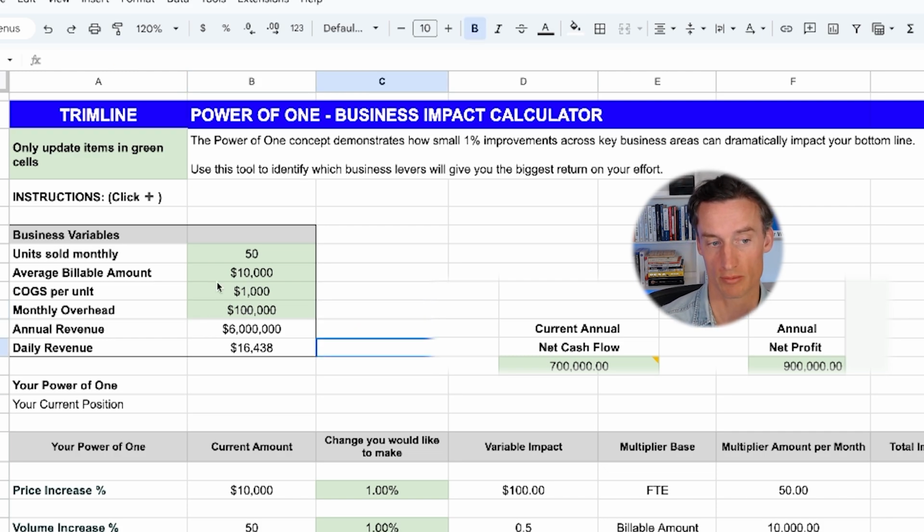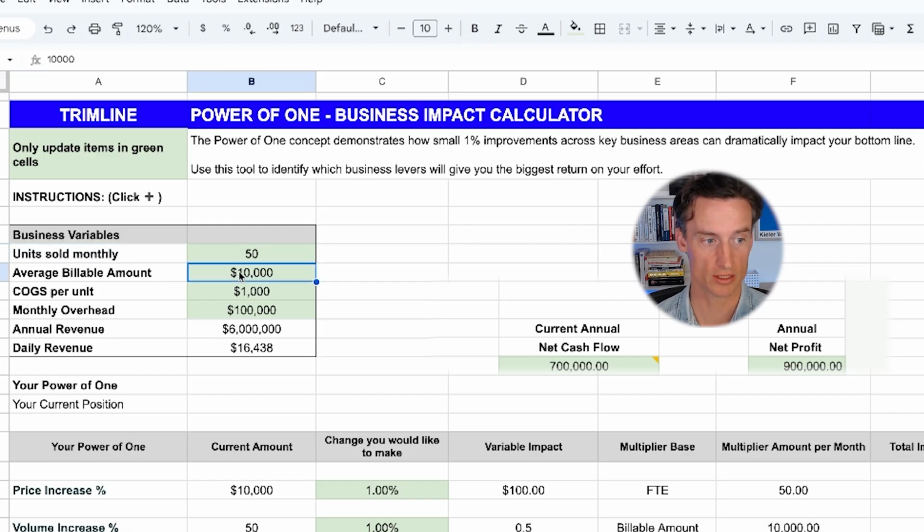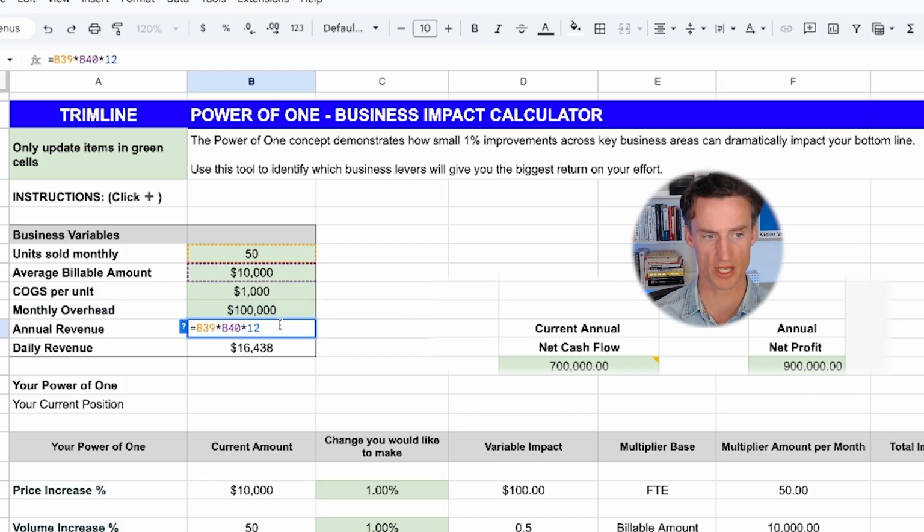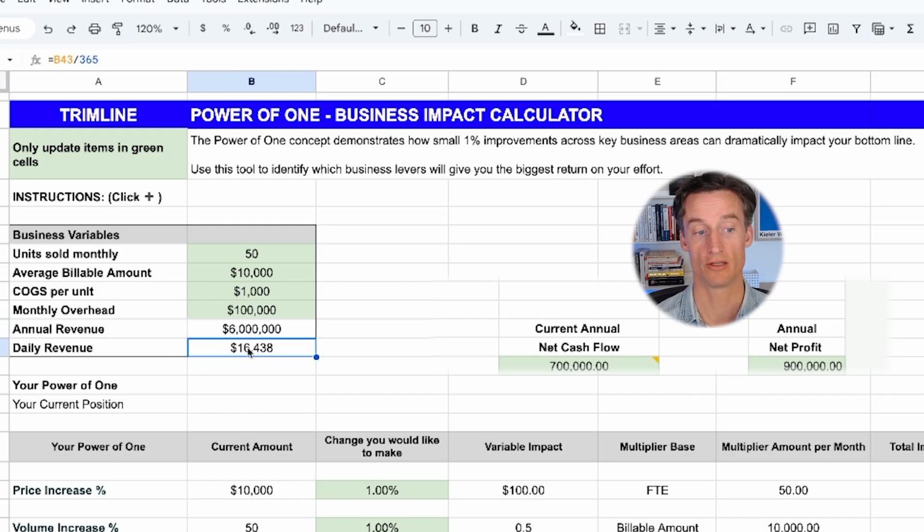In this example, you can actually throw in your real numbers here. So what your average client numbers are, what the average retainer is, what your average cost of sales is, and then your monthly overhead figure as well, to actually input hard data so you can see the real impact on your cash balance. And then this just auto calcs. So anything in white, don't touch. Anything in green, you can enter your real data. And then that also just calcs out what your daily revenue is.